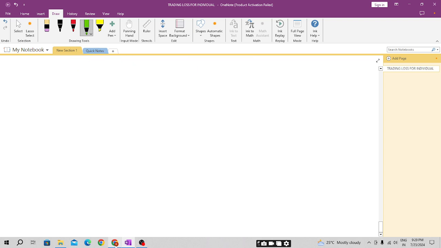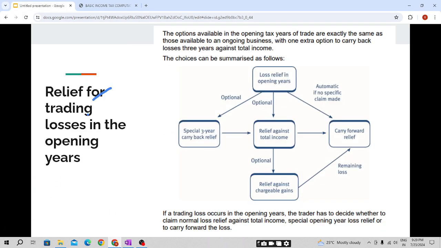Now students, we will be covering the relief for trading loss in opening years. This is an extra relief which is available. Loss relief in opening years means when I am starting my new business and for a certain period of time I am incurring loss, how will I claim the loss? The options available in the opening tax years of a trade are exactly the same as those available to an ongoing business, with one extra option to carry back loss 3 years against total income.